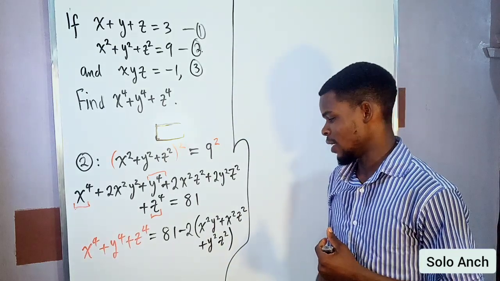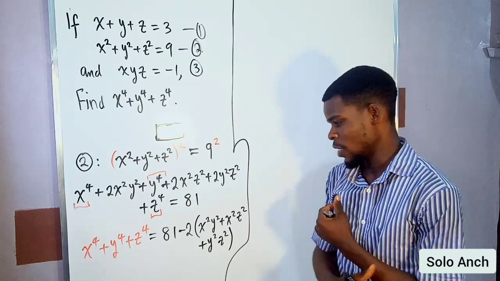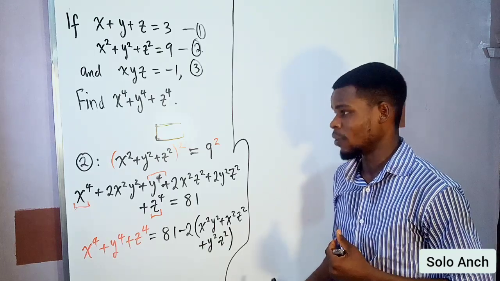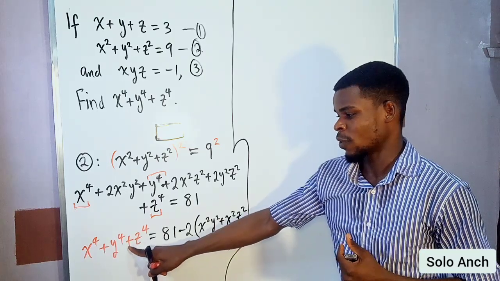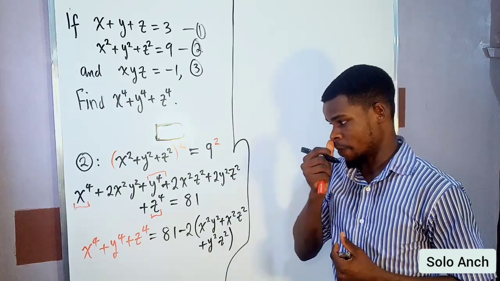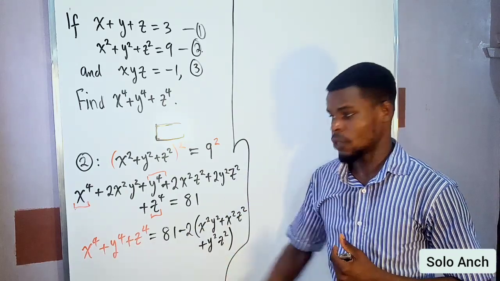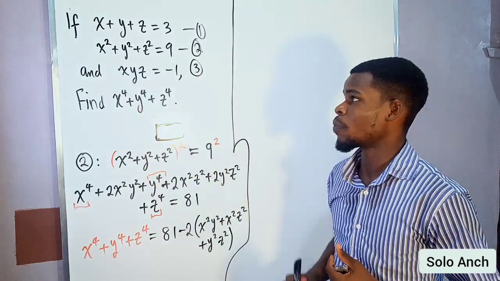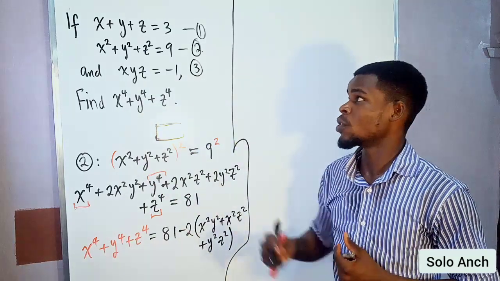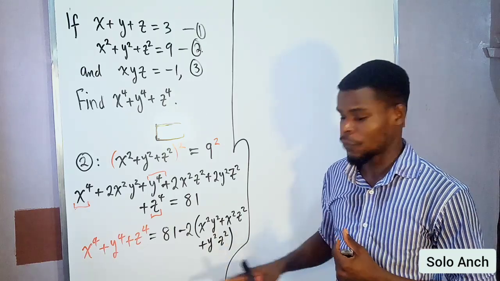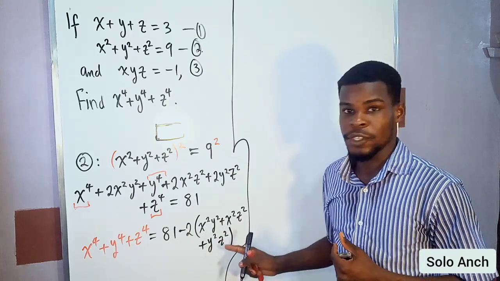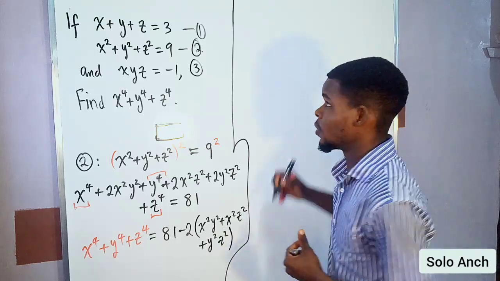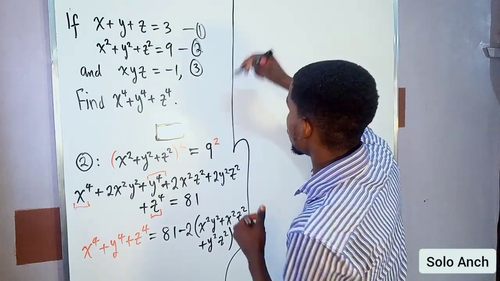So let's see, how can we get x squared y squared plus x squared z squared and so on? Remember, we were searching for x to the fourth power, and we were able to get it by raising this equation 2 to the power of 4. Maybe let's start off with equation 1. Let's raise equation 1 to the power of 2 because we need some square terms. Let's hope that this will come out, or we'll be able to get it. So let's start off with equation 1. Let me just put it down here.